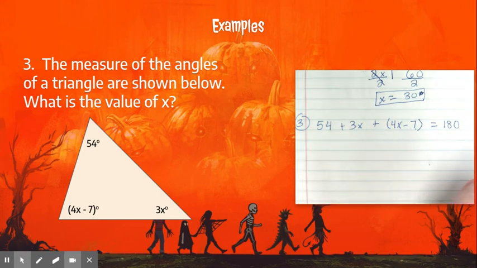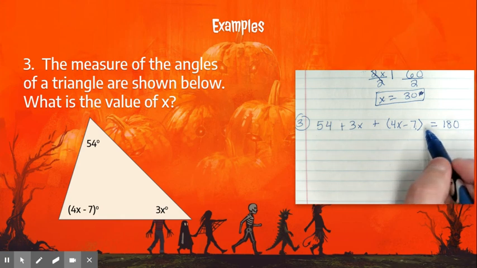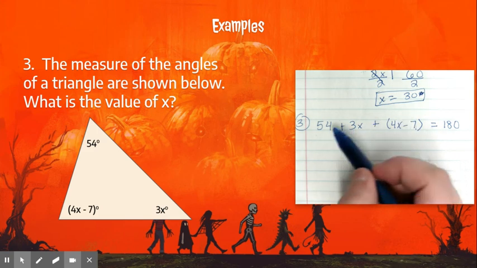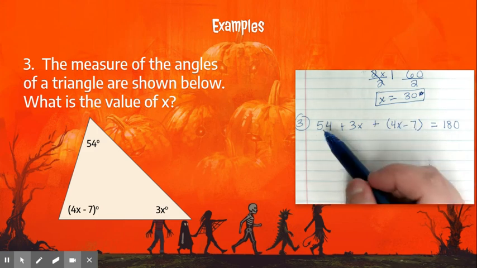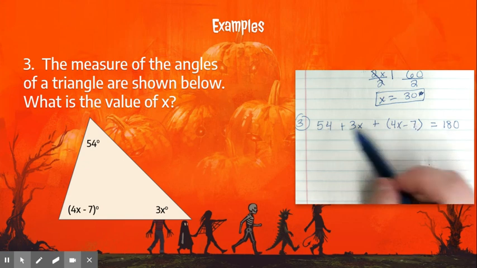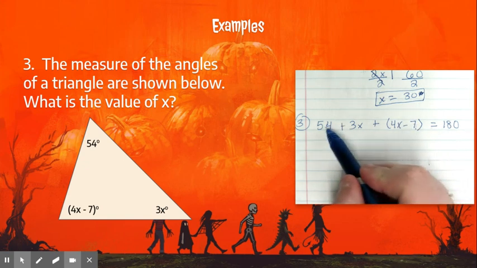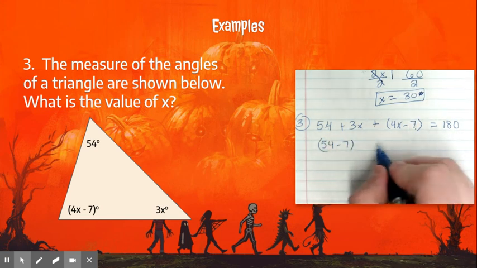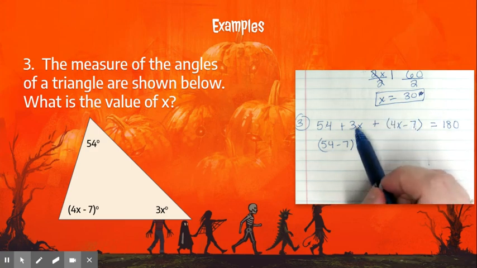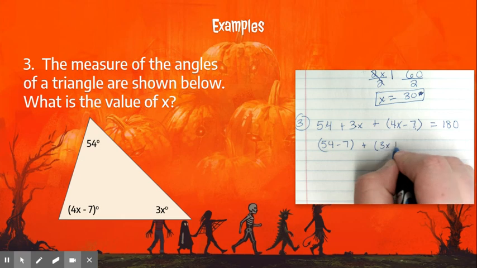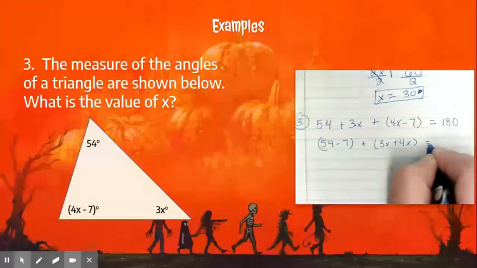I want to do what's outside of the parentheses first. Like on the last one I did it separately, but I can combine things that are similar. The 54 and the 7 can combine because they are both just numbers, there's no variable. So we're going to do 54 minus 7, and I'm just going to write it like this so you know what we're doing. Then we add that onto 3x and 4x, because those are being added together. So 3x plus 4x, and it still equals 180.